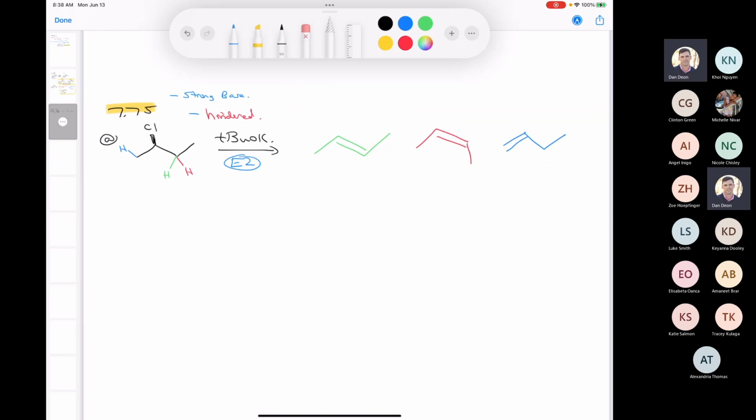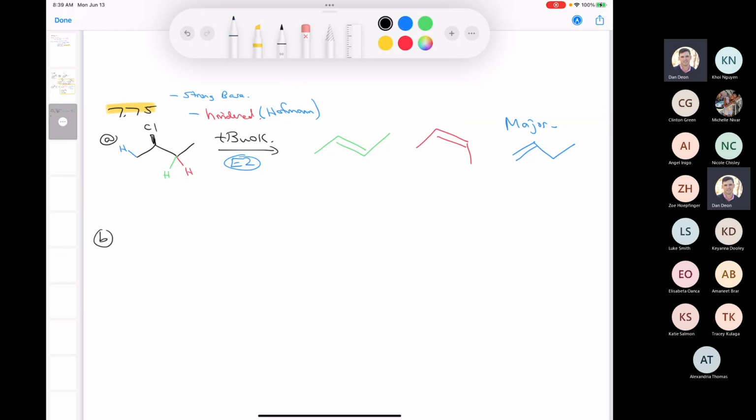Absolutely, it's going to be the blue one, isn't it? All right, why is it the blue? Because this is a hindered base. It's going to go for the least hindered proton, which is this blue one out here. Hindered bases, you could put here, give us the Hofmann product. And so this will be our major product. Okay, let's try another one.